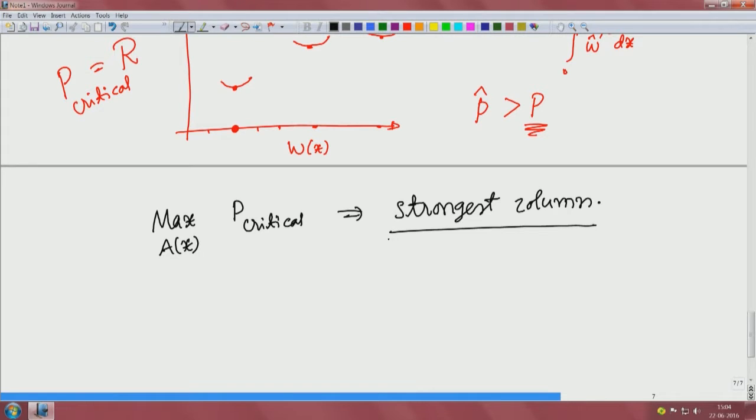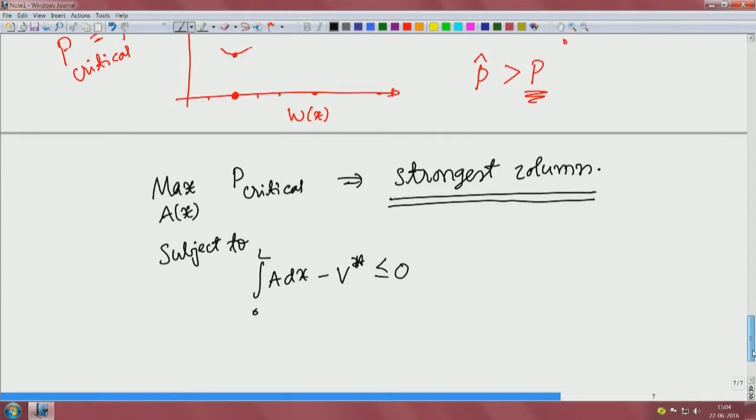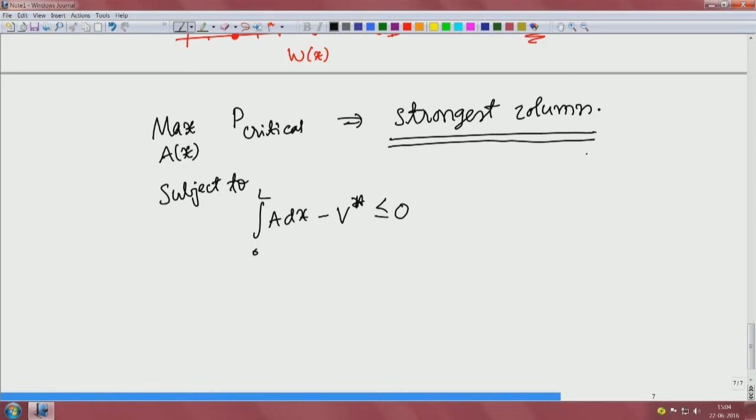If we want to design the strongest column for a given amount of material, that is, I would say, subject to the volume constraint integral A dx from 0 to L minus V star less than or equal to 0, like we had done for the bars and beams before. We are doing it for the column. What do I mean by that?